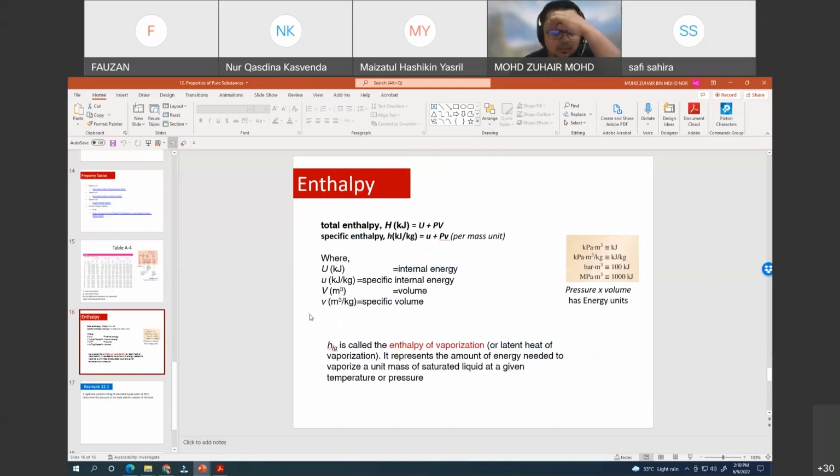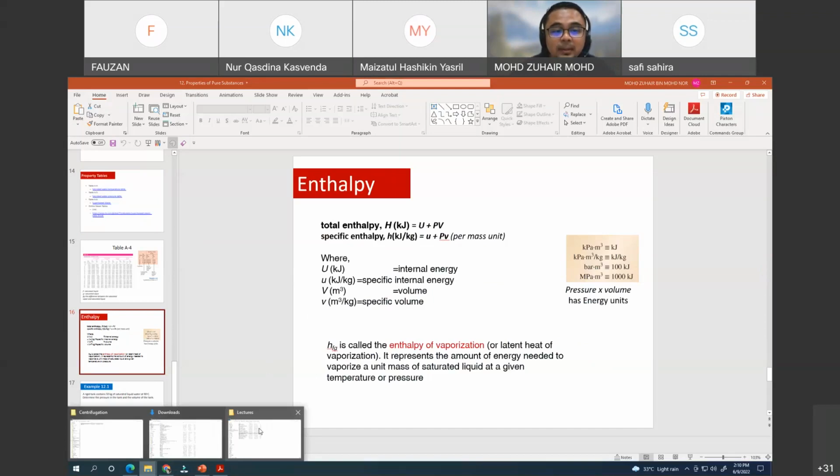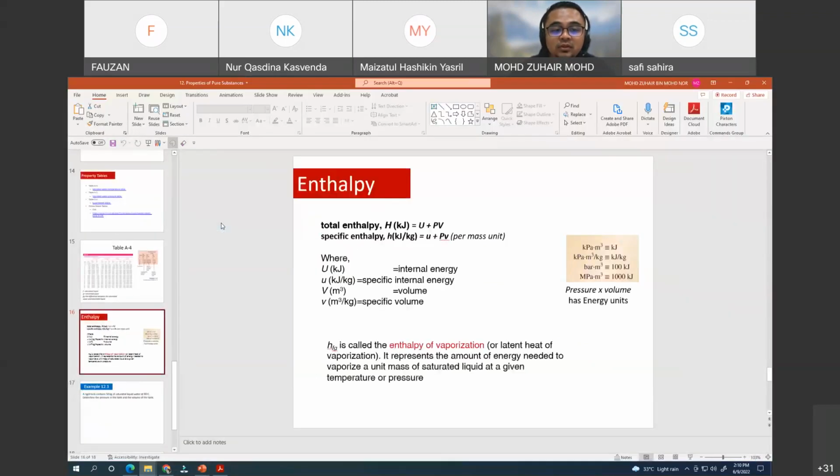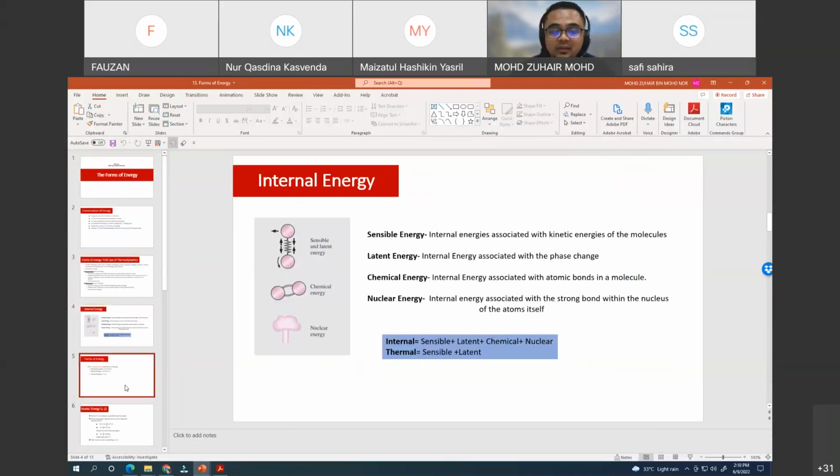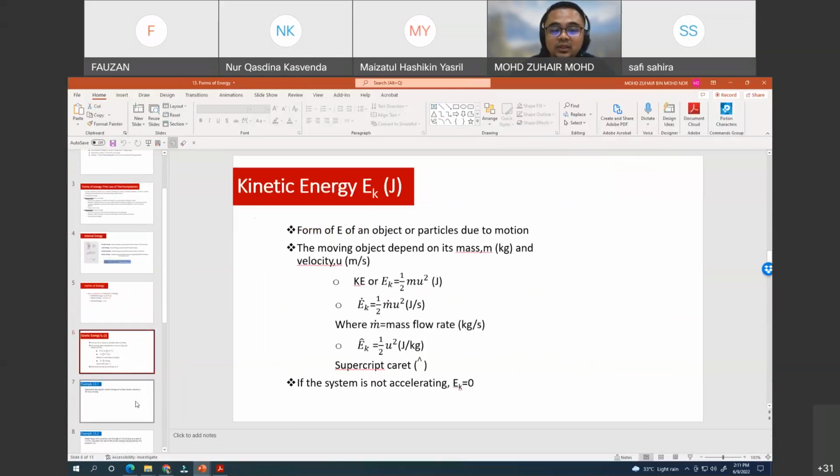For the closed system, basically what you need to do is just to list down the energy balance first. Delta U, the change of internal energy, plus the change of kinetic energy, plus the change of potential energy, is equal to Q plus W. Okay, so that's about the closed system. For the forms of energy, you also need to know how to calculate all the types. We have three types of energy: internal, kinetic, and also potential energy. So you need to know how to calculate each of these types of energy.